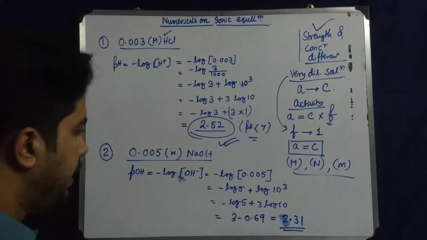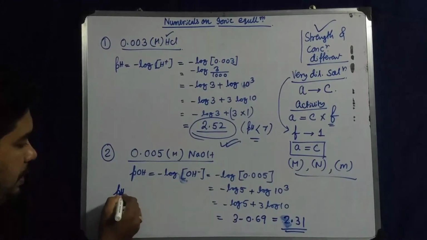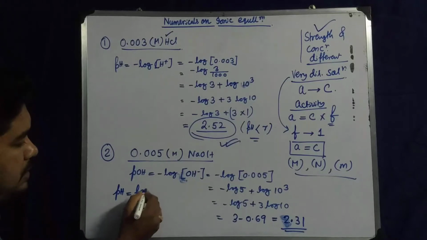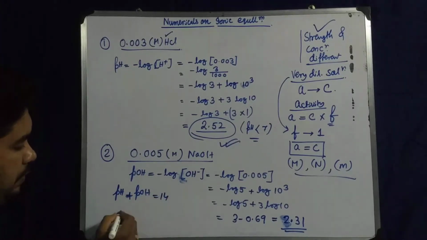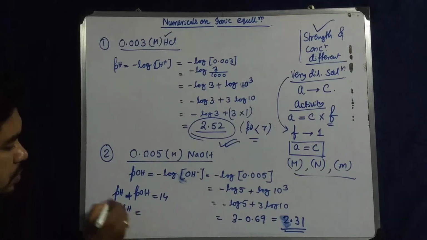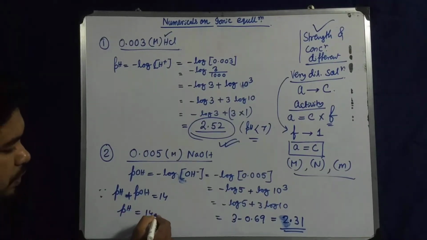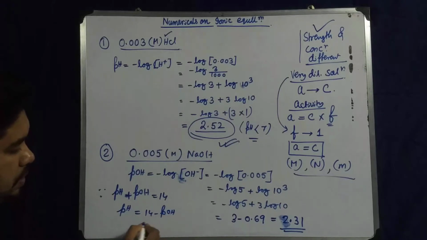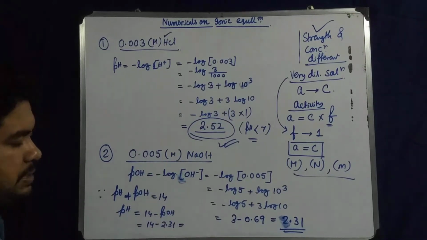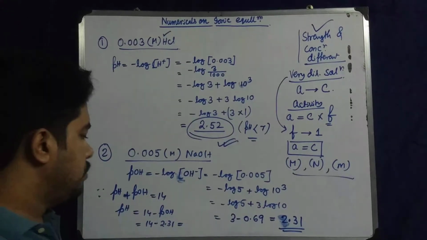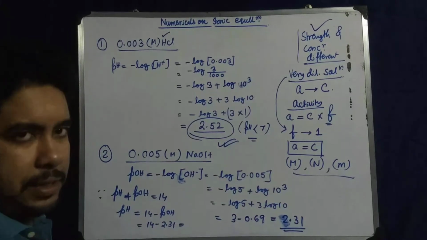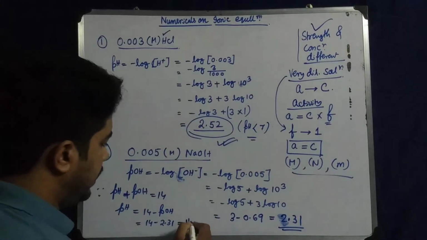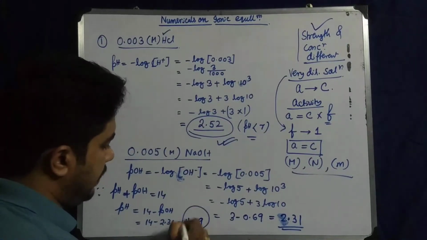So what will be the value of pH? Very easy. We know that pH plus pOH equals 14. Therefore pH equals 14 minus pOH. So our answer will be 14 minus 2.31. And what will be the answer? Do it. 11.69. So that is our answer.